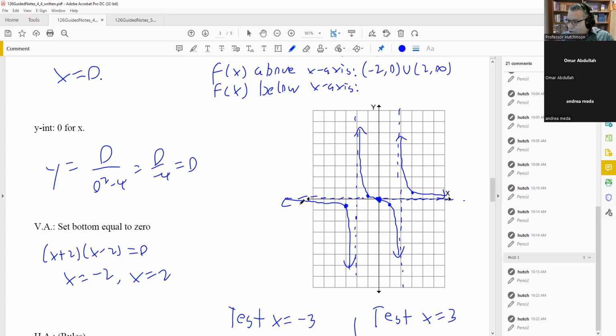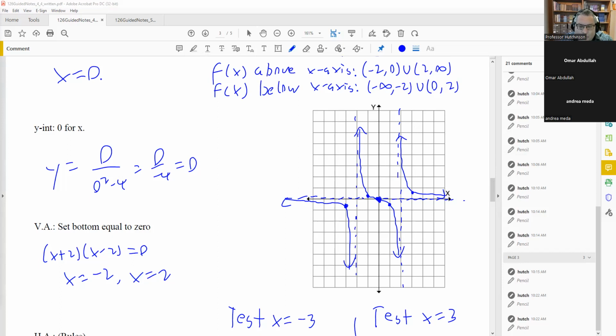It's below the x-axis from -infinity to -2, and it's also below from 0 to 2. So you're finding the part of the graph below the x-axis and above the x-axis, and that's what we're doing for this one here. In this case, we did have to do 4 test points in order to determine that. So that's going to be our answer on that one.